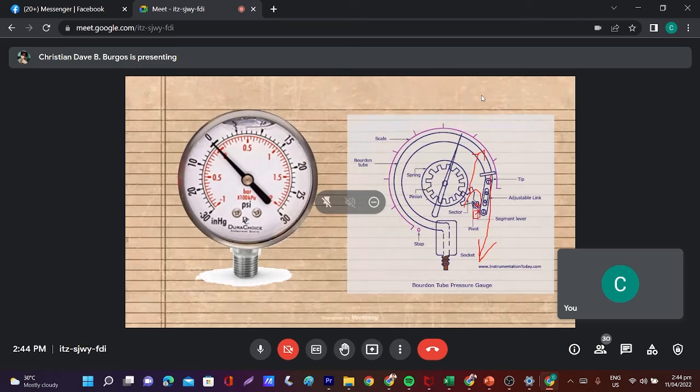Then, ang experience naman na rotation ngayon ni pinion is pa-counterclockwise. Kagaya nga ng sabi kanina, kapag vacuum ang mini-measure natin, itong pointer tends to rotate counterclockwise, papunta dito sa mga negative values.